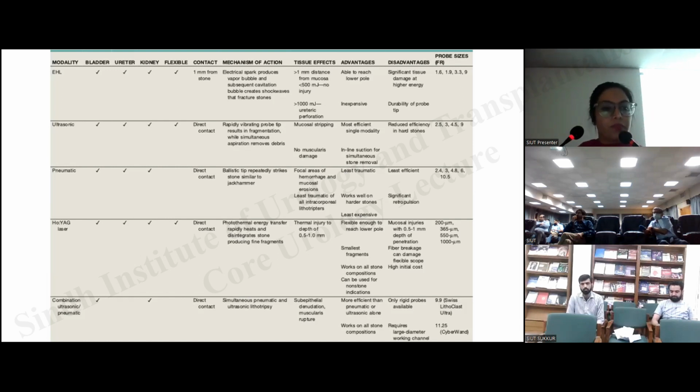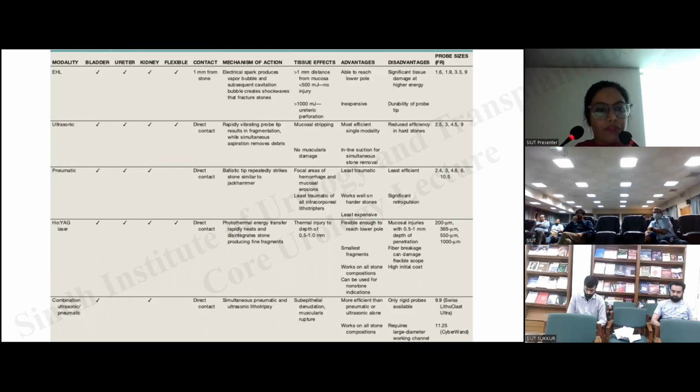Among lasers, holmium YAG laser is the most commonly used. It can be used for kidney, ureter, and bladder. There should be direct contact with the stone. Photothermal energy transfers heat and disintegrates the stone, producing fine fragments. The tissue effect is that thermal energy can reach a depth of 0.5 to 1 millimeter.